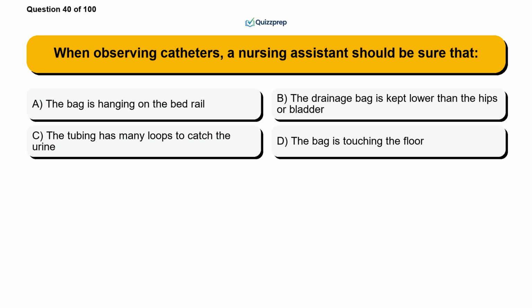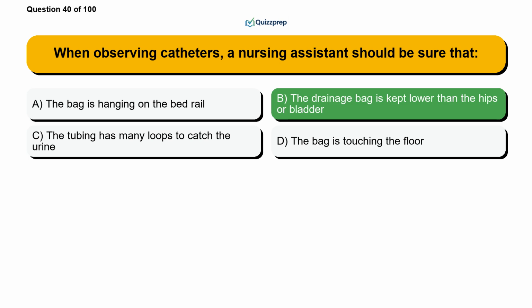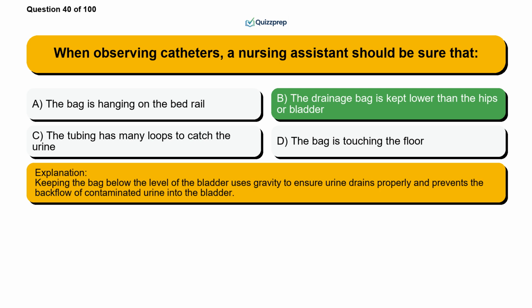Option C, the tubing has many loops to catch the urine. Option D, the bag is touching the floor. The correct answer is option B, the drainage bag is kept lower than the hips or bladder. Keeping the bag below the level of the bladder uses gravity to ensure urine drains properly and prevents the backflow of contaminated urine into the bladder.